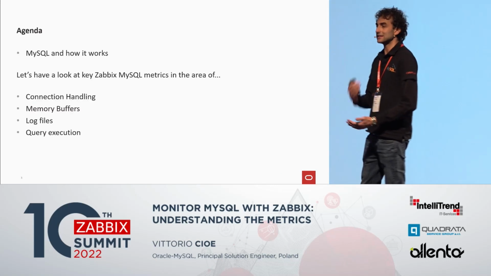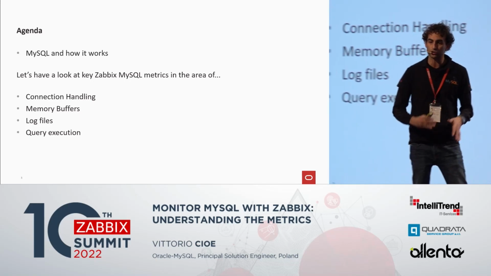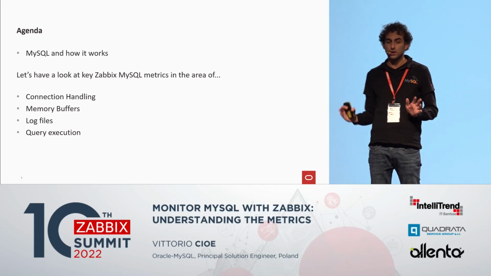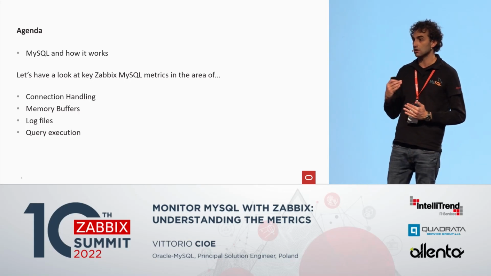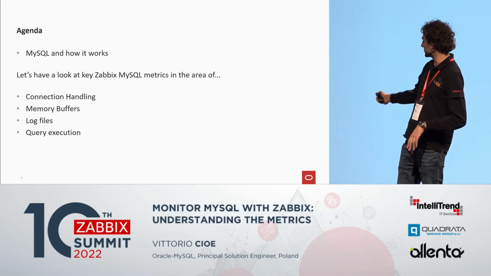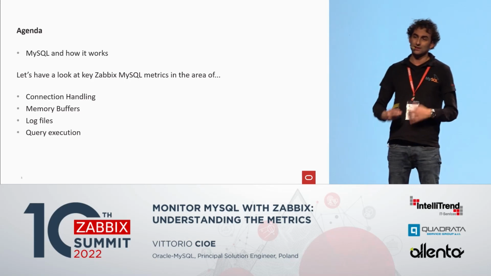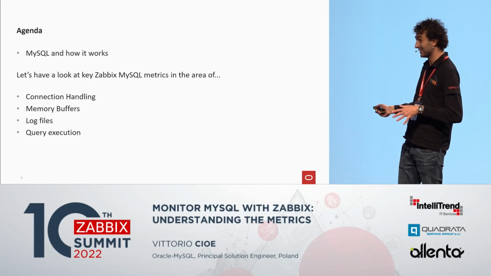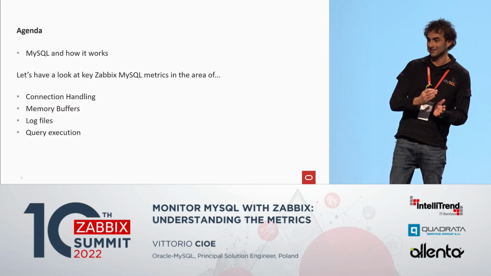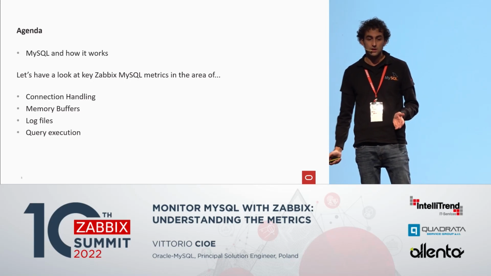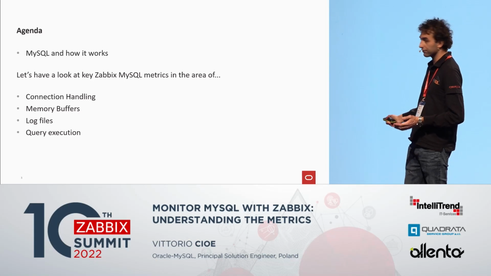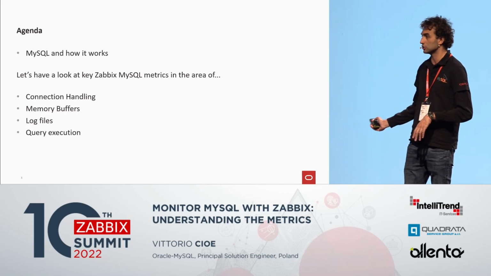So, what does it mean, understanding the metrics? Yes, we can monitor MySQL with Zabbix, which is amazing, and it does a really great job. But do we actually know the meaning of what we are monitoring? That's what we'll discover. We'll have a brief recap of MySQL and how it works. Then we will try to understand the key metrics that Zabbix collects from MySQL. Not all of them, otherwise we would stay here discussing until the next Zabbix summit. But the key metrics in the area of connection handling, memory buffers, log files, so disk structures, and query execution.